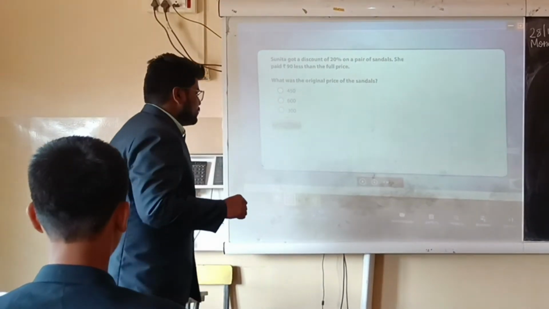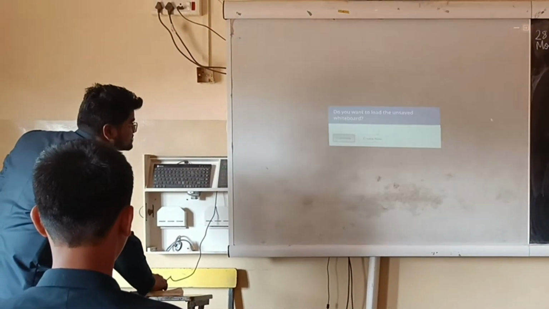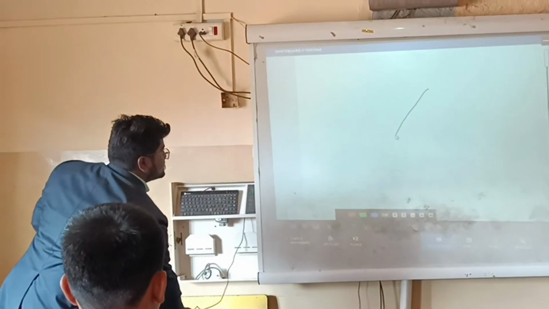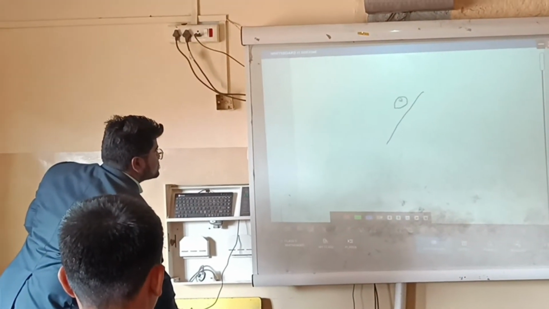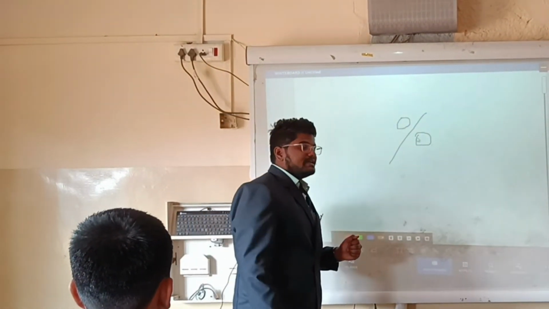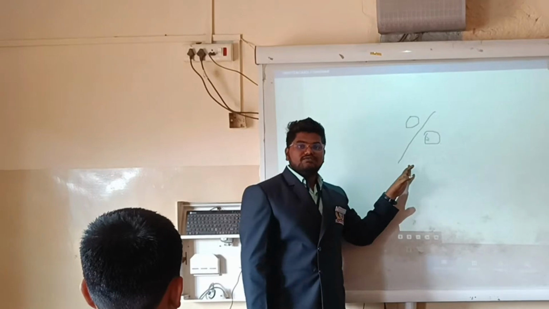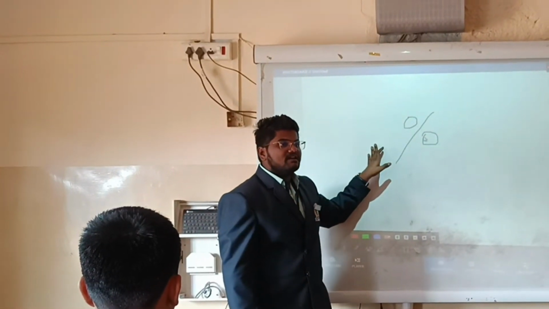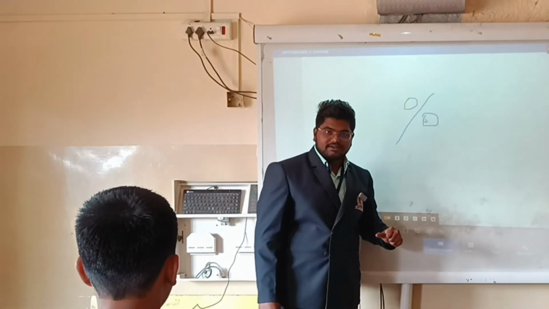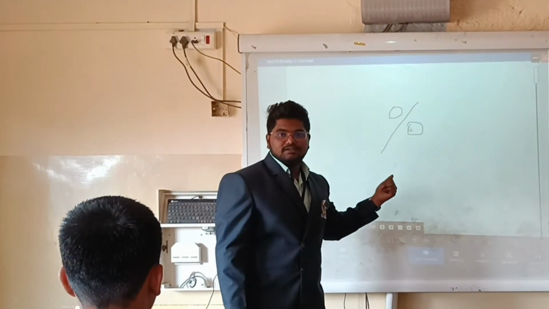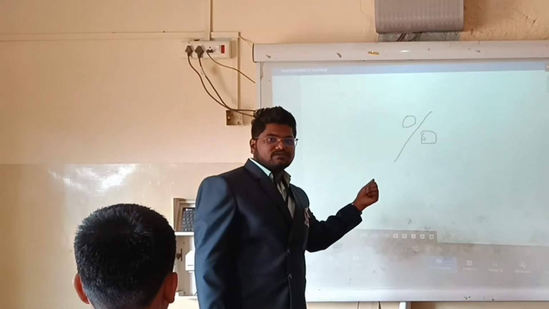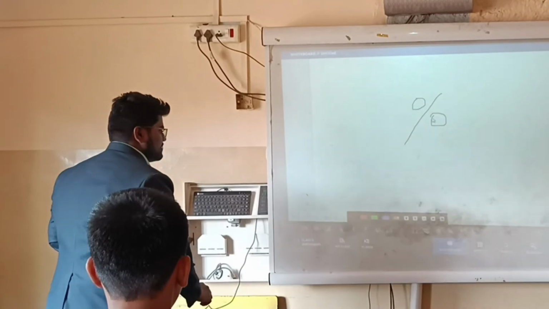Let me draw it for you once again using the whiteboard. The sign for percent is this 1, this 0 here, and this 0 here. So percent is per 100, and this sign is the symbol for percentage. Whenever I write 50%, I am going to write 50 upon 100. Now let us move on to the next section, that is the quiz. We are going to solve a few questions which are in the question bank.